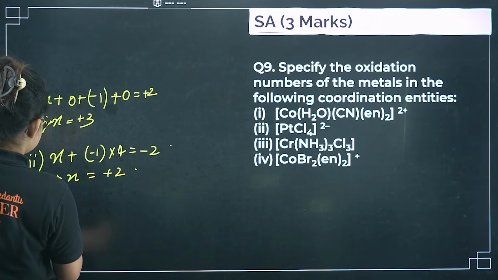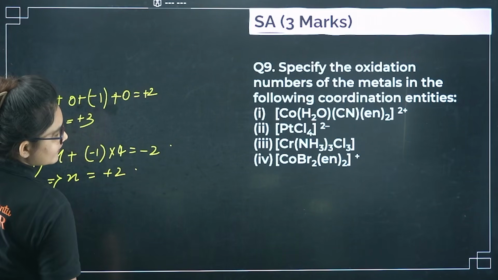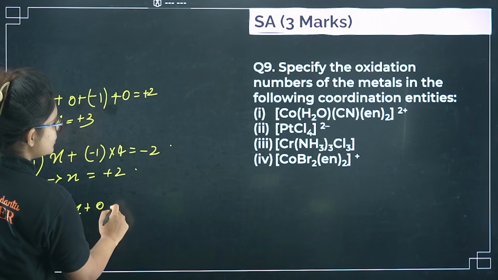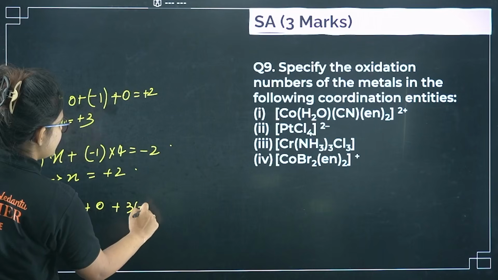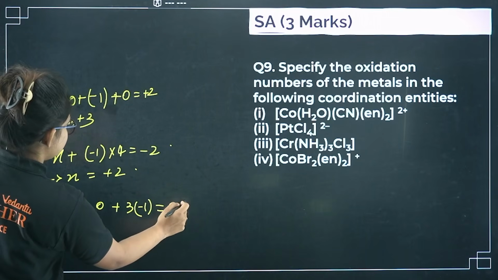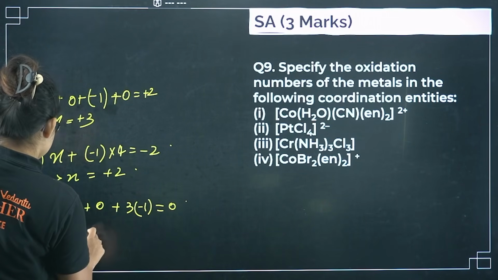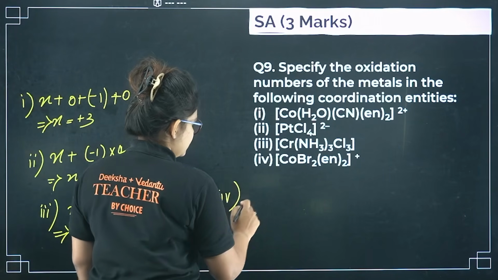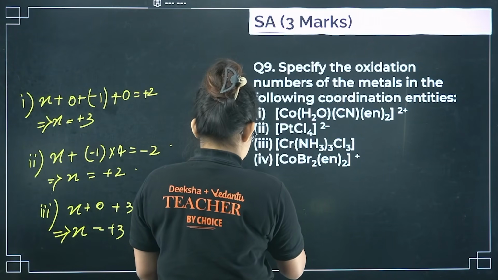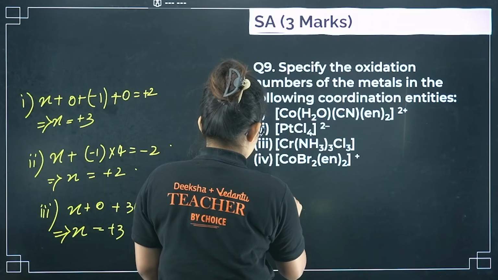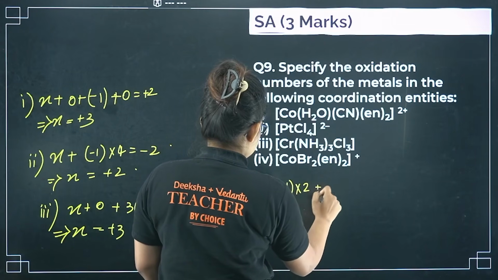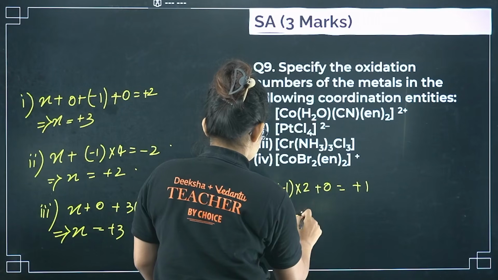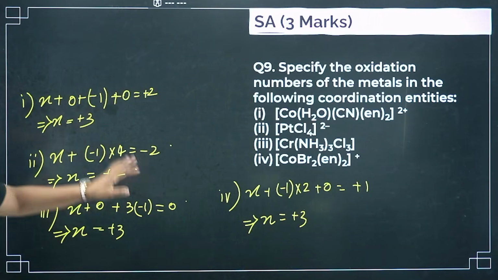Next, number 3: X for chromium, ammonia is going to be 0, plus 3 into -1 for chlorine equals 0, right. So X is going to be +3. Next, for cobalt let's take X plus bromine -1 into 2, ethylenediamine 0, equals +1. So X is going to be +3. That's it. I guess it's clear to you.